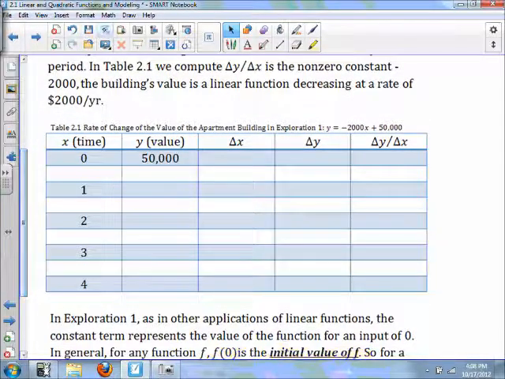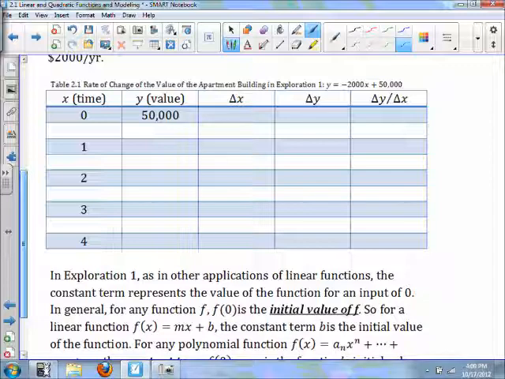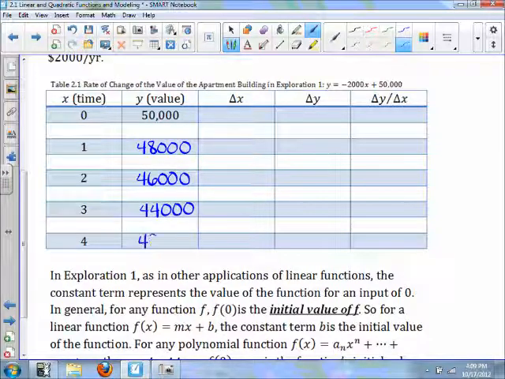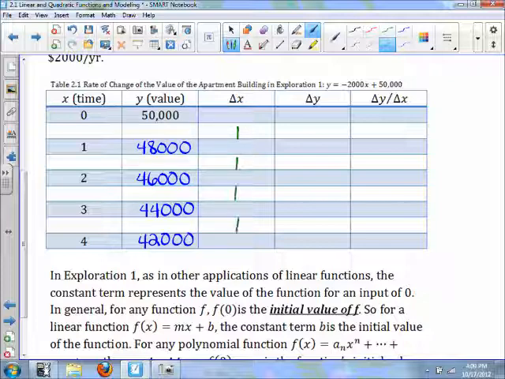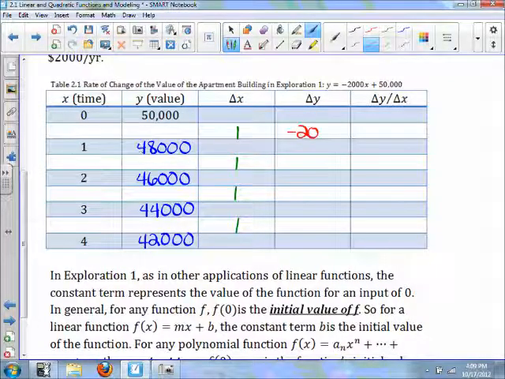So, here's what we're going to have. The y value is what we need to figure out, and the change in years. So the y value after 1 year was 48,000. After 2 years was 46,000. 3 years was 44,000. And 4 years was 42,000. Now the change in x from 0 to 1 will be 1. Change in x from year 1 to year 2 is 1. So those will all be 1s there. And also the change in y will be negative 2,000.